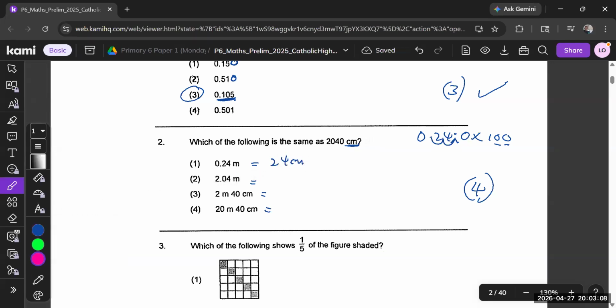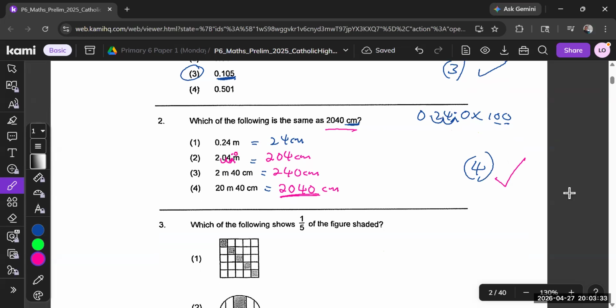2.04, do the same thing, shift right 2 times. Okay? And then arrowhead, put the decimal point on top the arrowhead. How many cm? 204 cm. 2 meter and 40 cm will be 240 cm. 20 meter will be 2040 cm. So which is the answer? The answer is number 4. Okay, all this one mark question, you must get it correct.